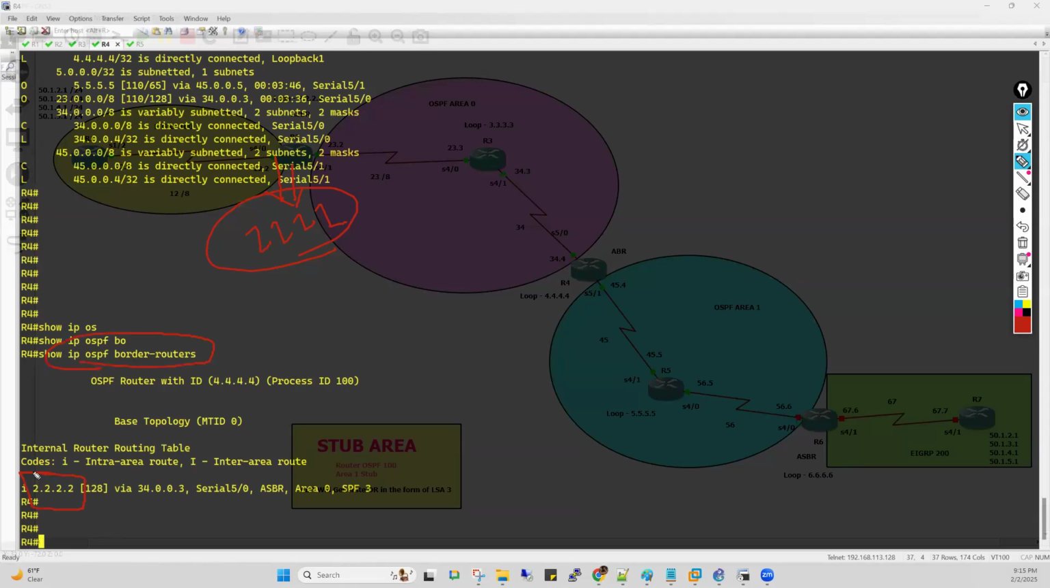Yes. This router R4 already knows that this is the router, and this router is not the ASBR. Getting my point? Yes or no? So this router also knows that if I want to reach the ASBR, I need to forward the packet to 34.3. This router can reach the ASBR by this interface, right? Yes or no? Yes, sir. So that's the reason here. Are you getting my point? Yes or no? Clear?